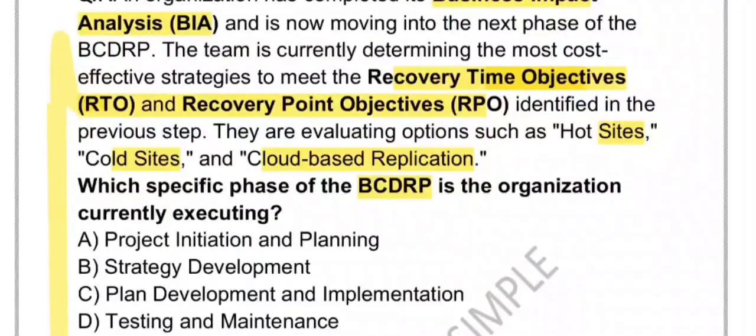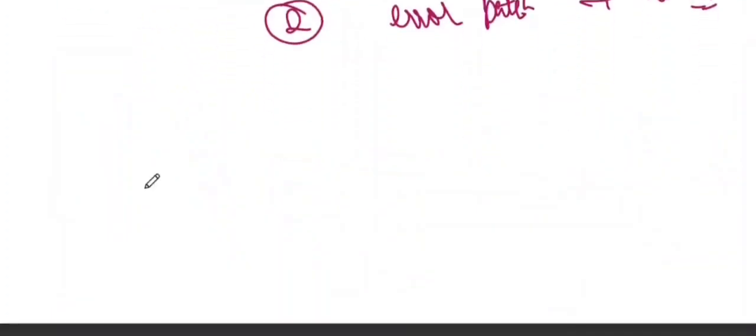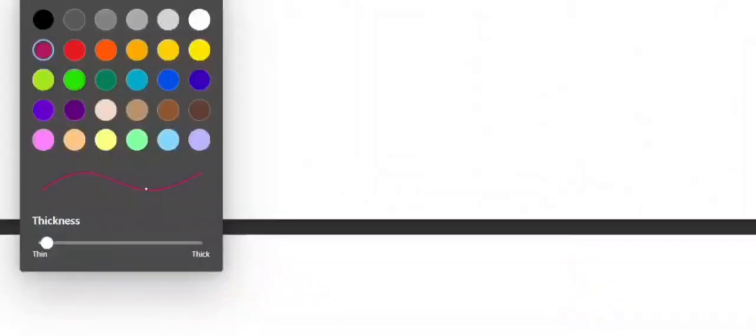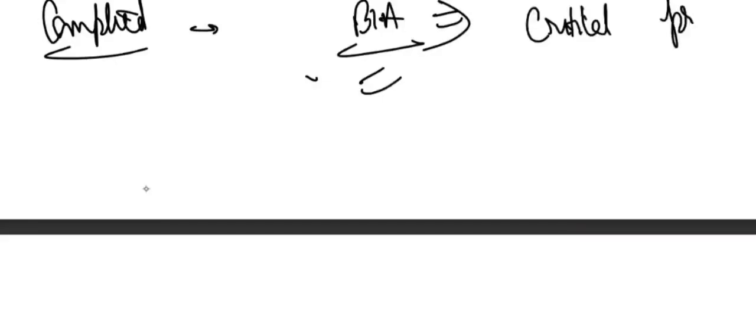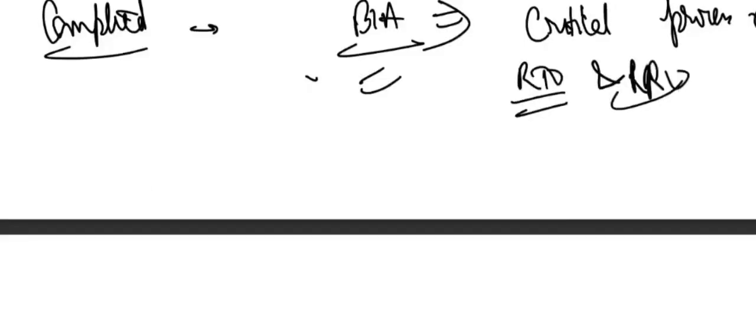Now let's think about it logically, step by step. What has been completed? BIA has been completed. What is BIA? Business impact analysis has been done. When I do the business impact analysis, I get to know the critical processes. I get to define the RTO, how fast the system recovers, and the RPO, how much data loss is acceptable. So this has been completed.